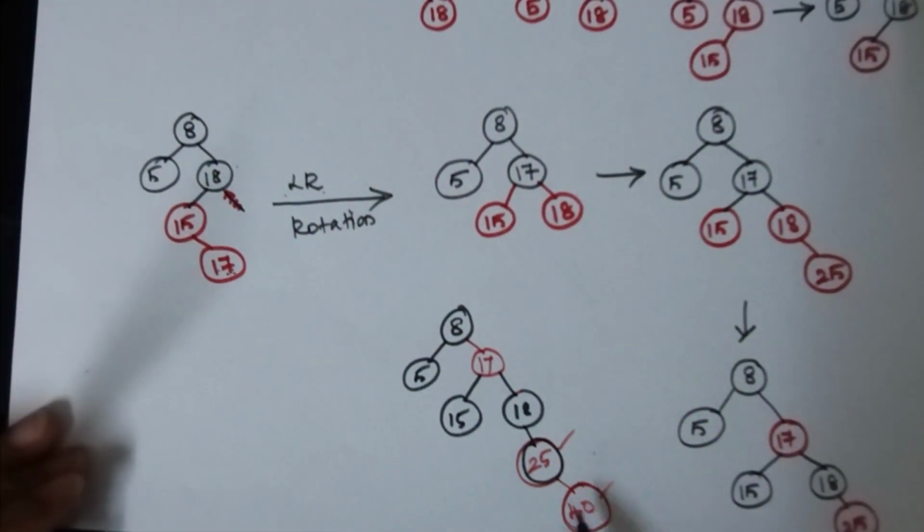In that case, what will you do? Again check for the uncle node. What is the uncle node of 40? There is no uncle node. There is no uncle at all. If there is no uncle, we will consider it as black color. So what will we do when the uncle is black? We will perform rotations and then recoloring.